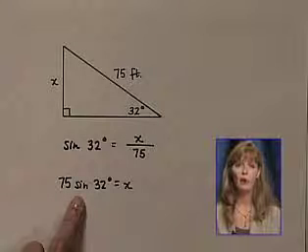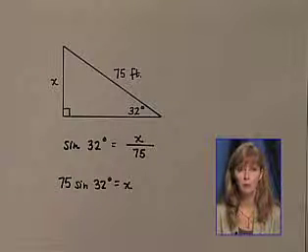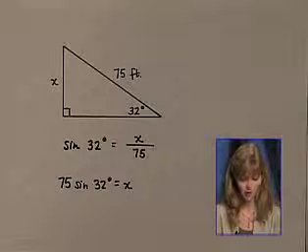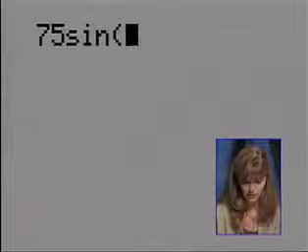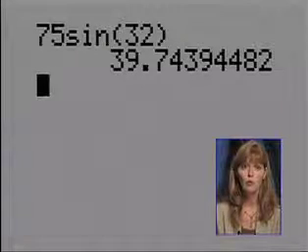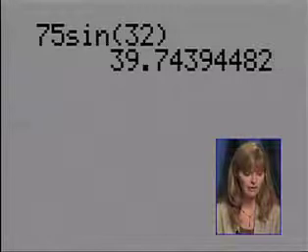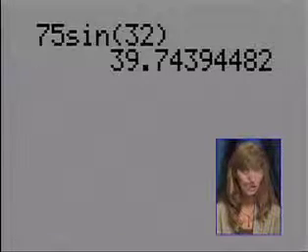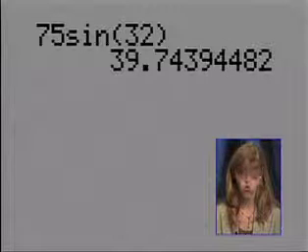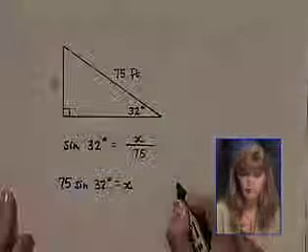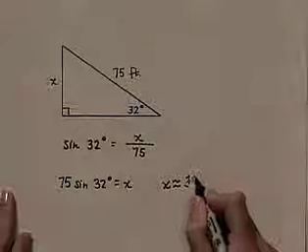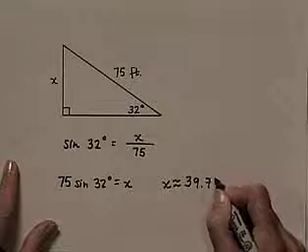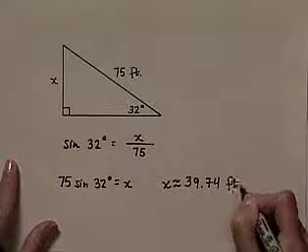Now, let's use our calculators in order to come up with an approximate value for this particular expression. We're going to take 75 and multiply times the sine of 32 degrees, and we come up with a value of approximately 39 7/10. What we can do is actually round this off to the nearest hundredth and write down our answer as x is approximately equal to 39.74 feet.